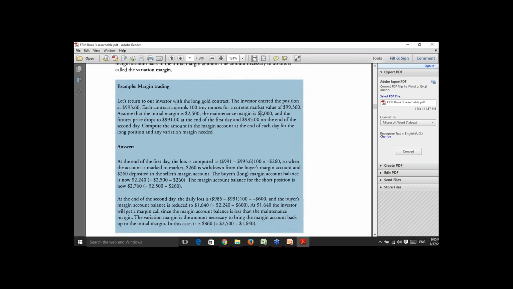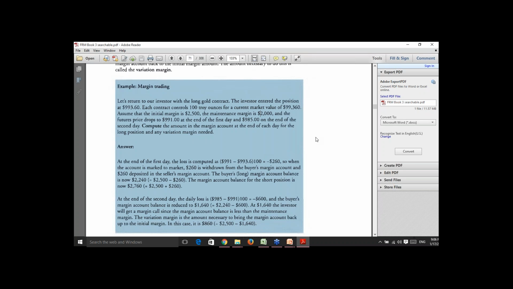And the contract has a lot size of around 100 troy ounce. The total value is 99,360, and to buy one contract I have to pay $2,500, and the maintenance margin level is $2,000. So maintenance margin is the level where you get a margin call. So you get a call from brokers to deposit the variation margin, which means whatever is your loss, you have to bring it back to the initial margin level, the top up level.